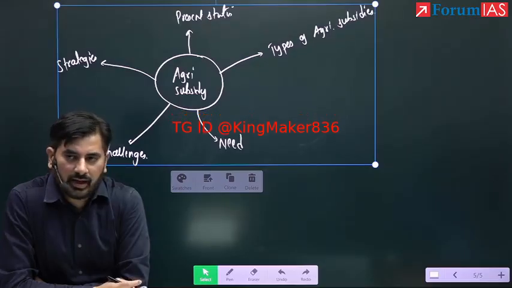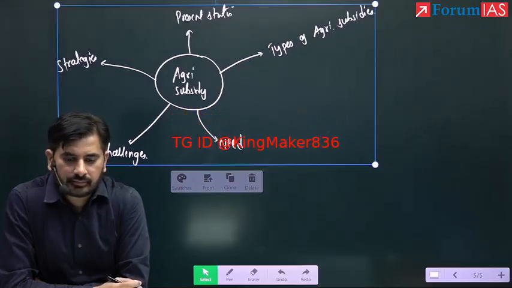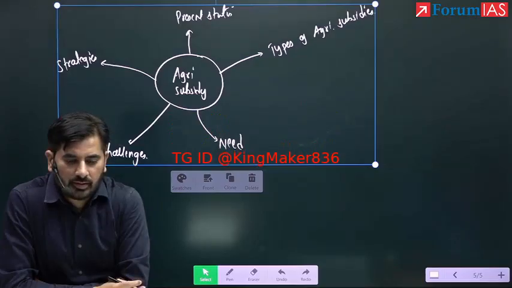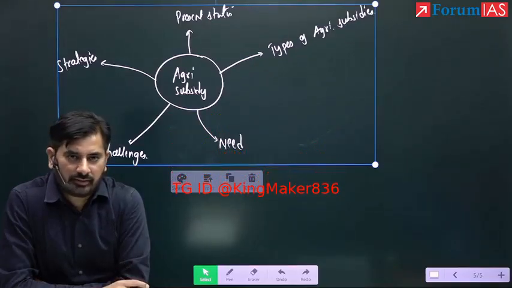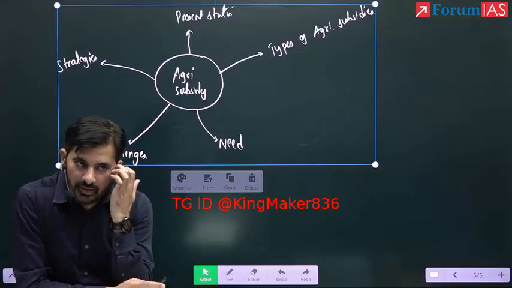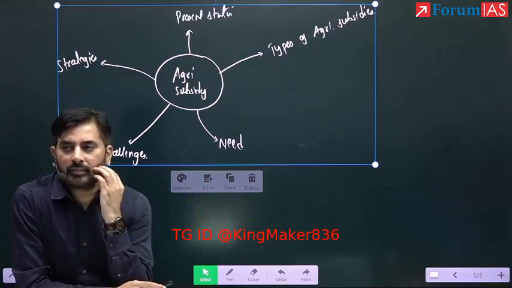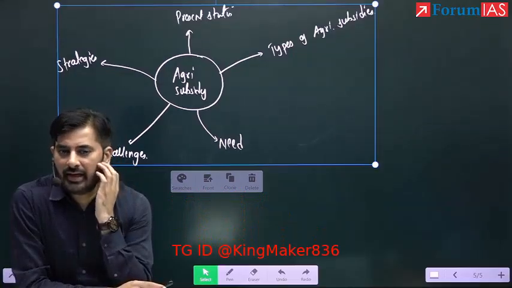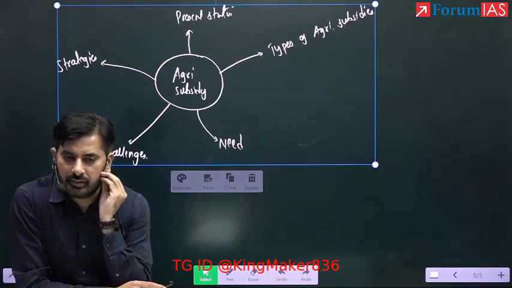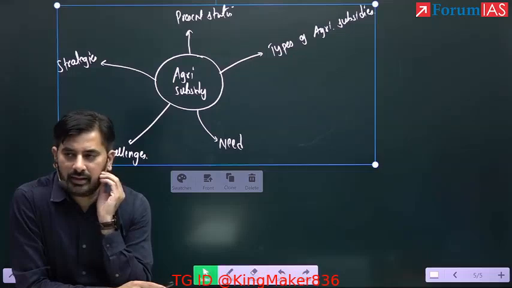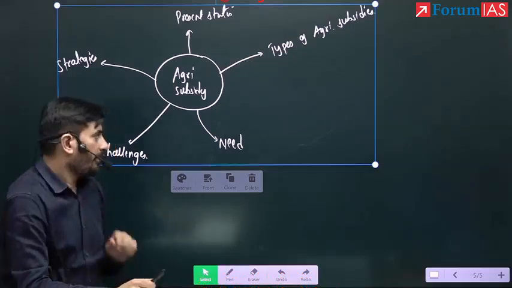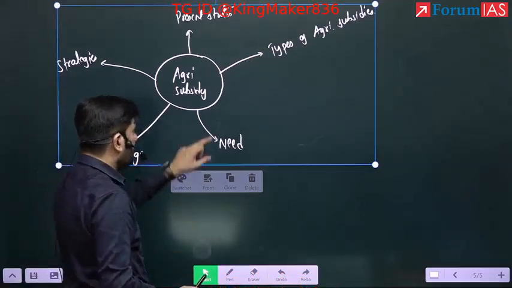On the other hand, in case of indirect subsidies, farmers are indirect beneficiaries. Okay, let's understand this thing.